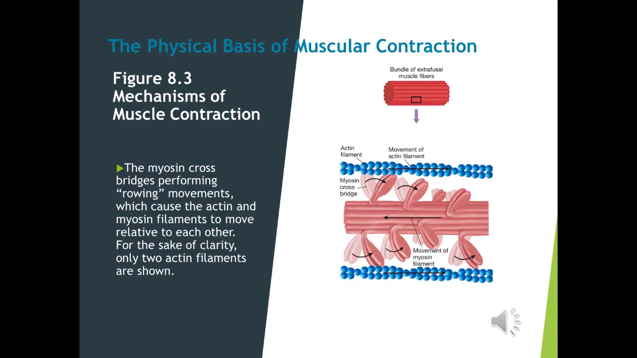In this illustration of the physical basis of muscular contraction, we can see a cylinder-shaped bundle of extrafusal muscle fibers at the top. A cutaway of its top layer leads to the image of two rows of actin filaments. Each of these is shaped like a rectangular strand with a myosin cross bridge between them. This myosin cross bridge is composed of fin-like structures on the extrafusal muscle fiber.